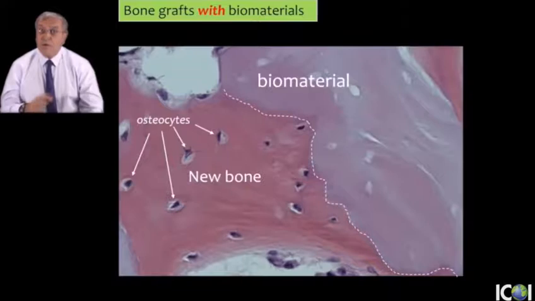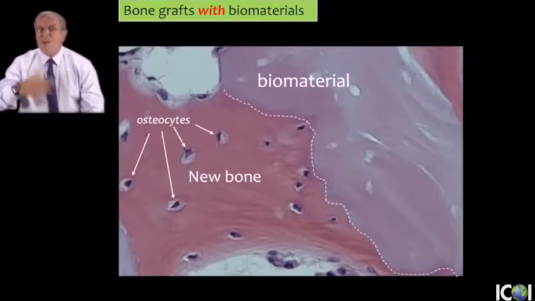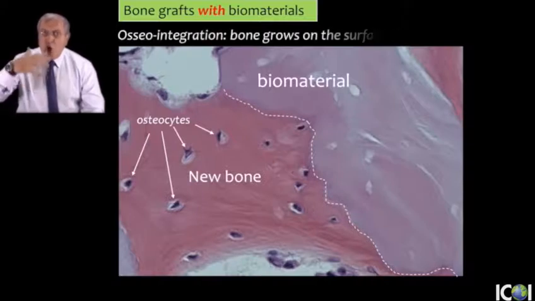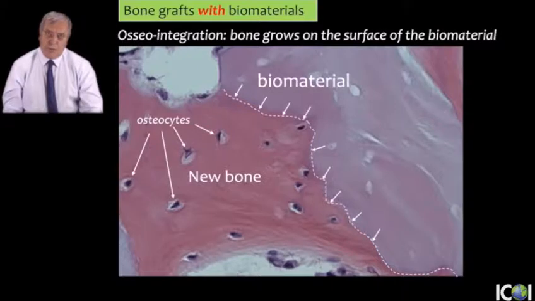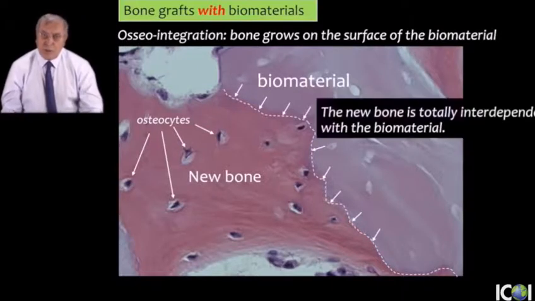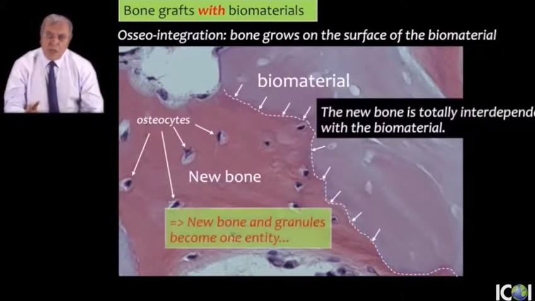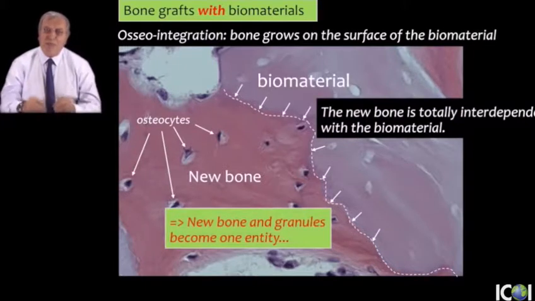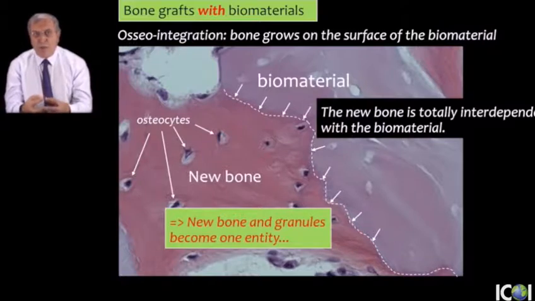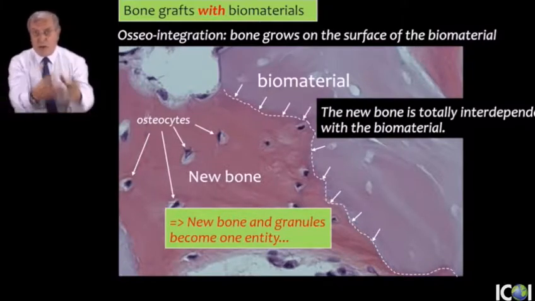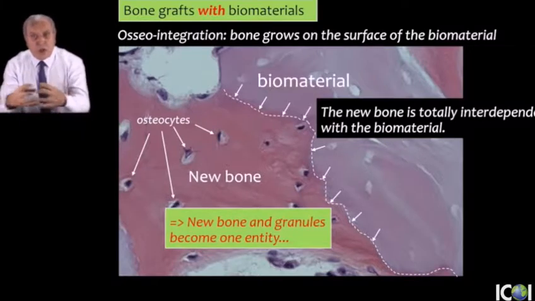When we use a biomaterial, what is osseointegration? It means bone is growing on the surface of the biomaterial. This is the osseointegration. But when the bone is growing, it's totally interdependent with the biomaterial. It means that the new bone and the granules become one entity, one piece, like the titanium and the bone. Osseointegration means full contact.